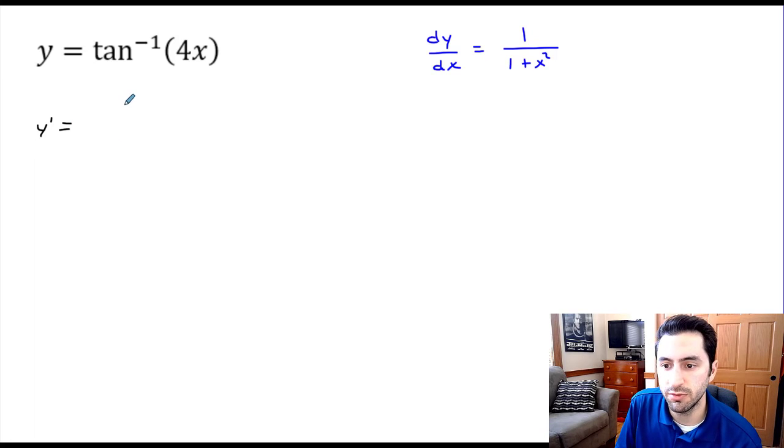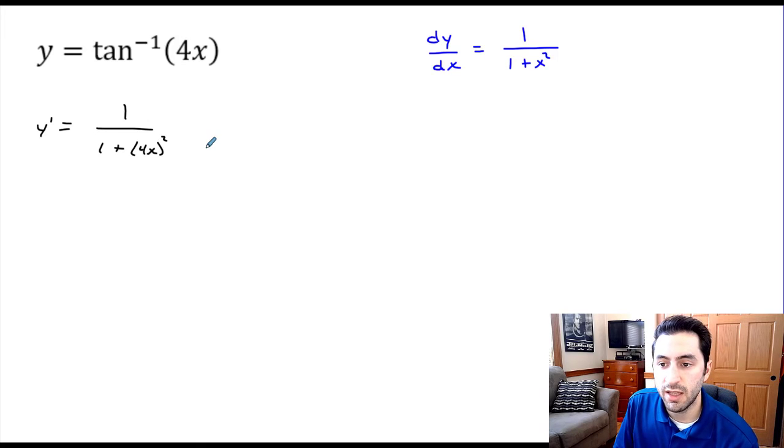Using the chain rule, we'll take the derivative of the outside first, which is our inverse tangent function. So the derivative of that piece is going to be 1 over 1 plus. And now instead of just x squared, we are going to include everything that's in parentheses. So that's going to be 1 plus 4x squared. That takes care of the derivative of the inverse tangent part.